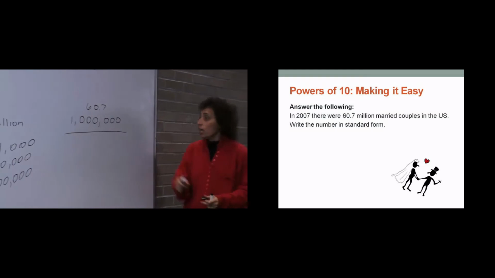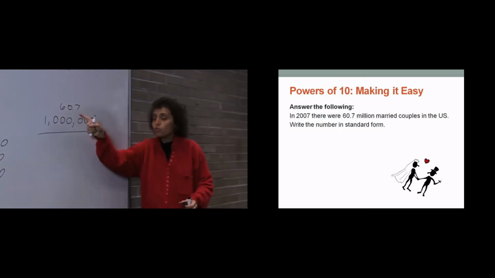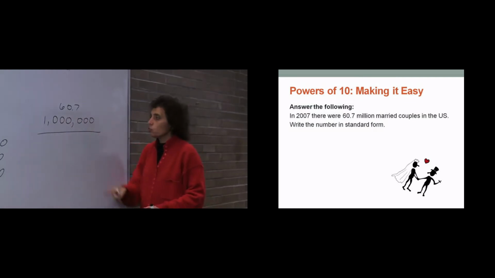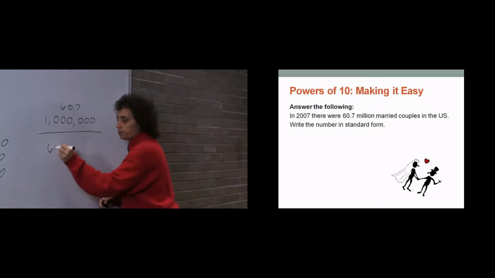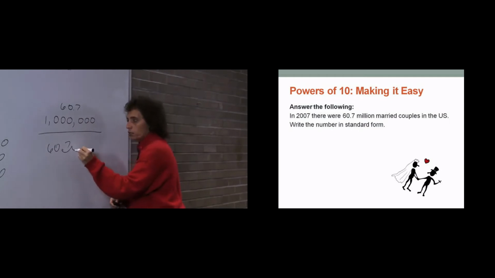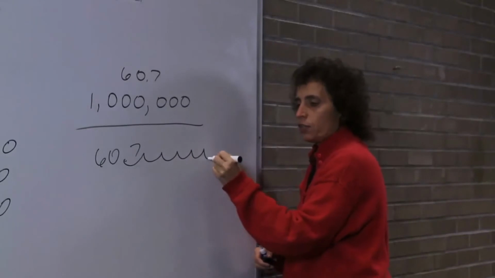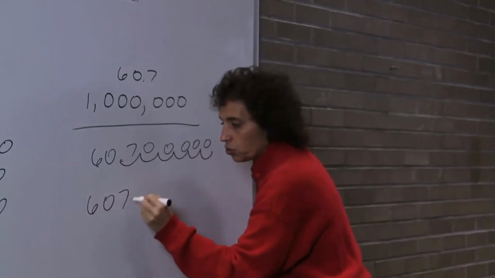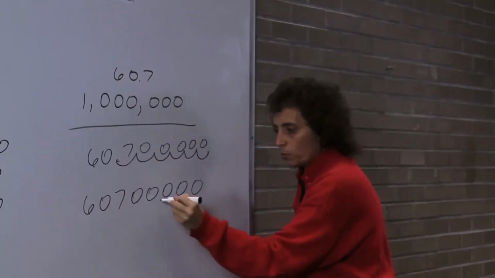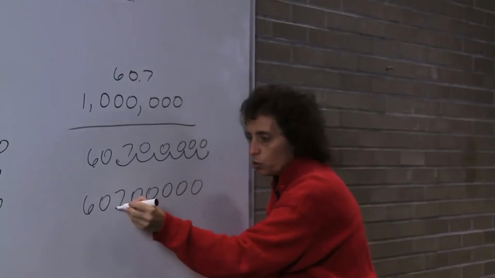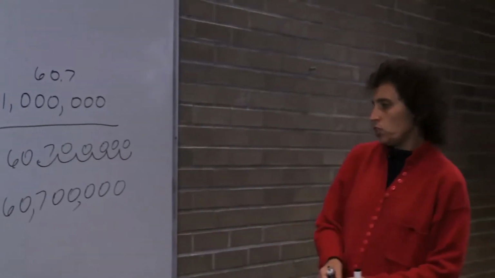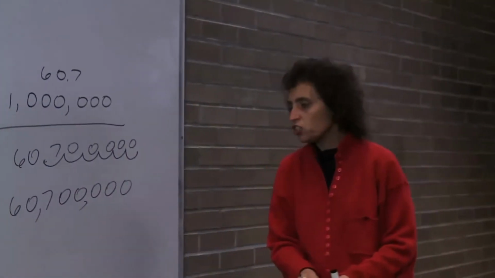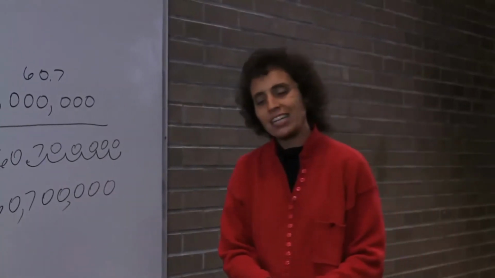Well, that's a power of 10 where the decimal moves to the right as many places as there are zeros in the number. So 1, 2, 3, 4, 5, 6. We're going to move the decimal 6 places to the right: 1, 2, 3, 4, 5, 6. So we're going to have to add 5 zeros. So 6, 0, 7, 0, 0, 0, 0, 0. Put your commas in. 1, 2, 3, comma, 1, 2, 3, comma. So this is 60,700,000. So there are 60,700,000 couples that were married in the year 2007.